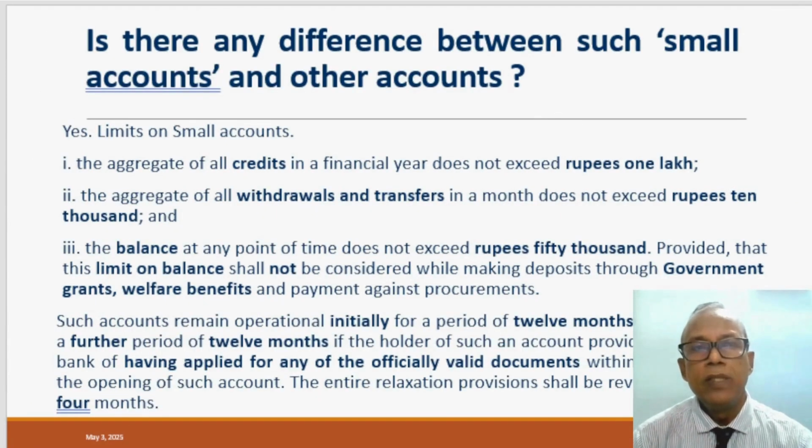Now, as already mentioned, small accounts are subject to some limits. Total annual credits should not exceed rupees 1 lakh. Total monthly withdrawals from all sources should not exceed rupees 10,000, and maximum balance at any point of time should not be more than 50,000. Exceptions apply to government social welfare benefit credits like Prime Minister Awas Yojana, old age pension, farmers assistance schemes, etc. Different social benefit scheme proceeds.